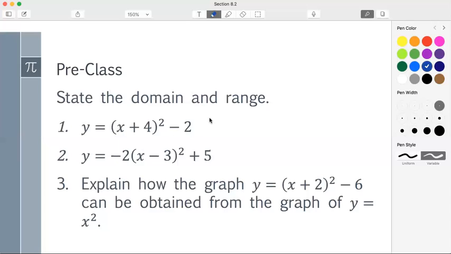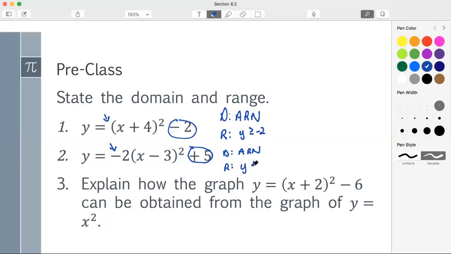All right, so for number 1, the domain here, since this is a parabola, we should remember that the domain is all real numbers. The range, so notice there is a k value. It opens up, so this is going to shift the parabola down 2 units and open up. So we have y is greater than or equal to -2. All right, for number 2, the domain, again, should be all real numbers. The range, it opens down and it gets shifted up 5 units. So my range should be y is less than or equal to 5.